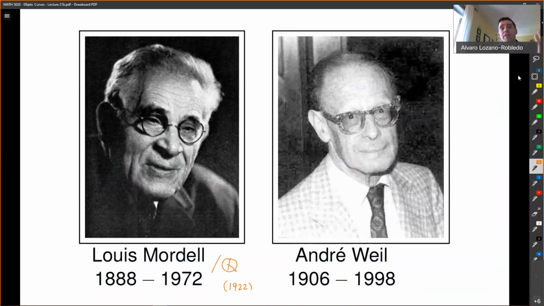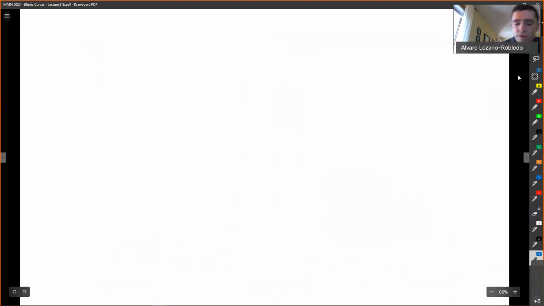So the version by Weil is for any abelian variety. Abelian varieties meaning the elliptic curves are the one-dimensional case of abelian varieties. Abelian varieties are algebraic varieties with a group structure given by rational functions. And so for abelian varieties over number fields, it was proved by Weil in 1928. Okay, so what did they prove? The proof.